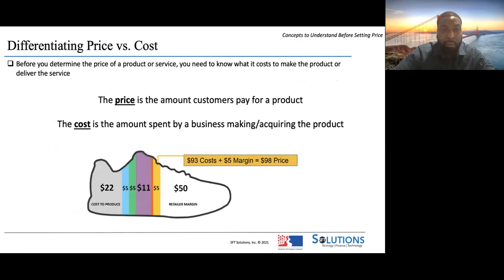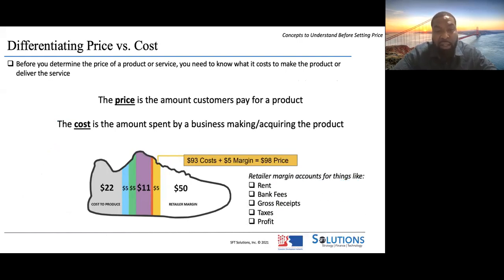Next, we want to talk about the difference between price and cost. Cost is the actual money spent by the business on making or acquiring the good, and price is the amount that the customers pay. And the difference is what we're going to call margin, right? So margin includes things like rent, bank fees, gross receipts, taxes, some of the things that I laid out as I was going through the anatomy of the $25 t-shirt. So you have to make sure that there's enough margin in there to cover your expenses, plus take some profit home and put it in the bank.